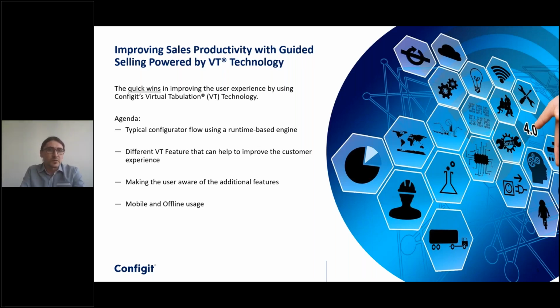From an agenda point of view, we first look into an example of how typical runtime-based configuration engines guide the user through the configuration, or if not. Then we will look into different features of how our VT technology can improve this behavior, and you can give even more user guidance to your end users on websites, web shops, and CPQ solutions. We will also talk about making the user aware of the different functionalities, and shortly address the topic of mobile and offline usage of configuration.